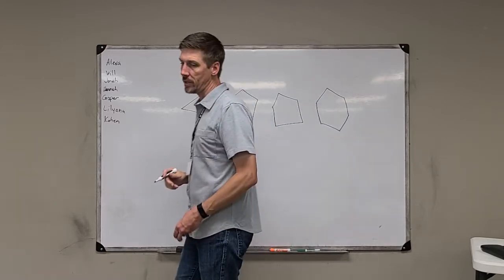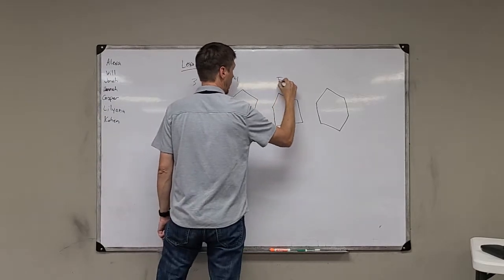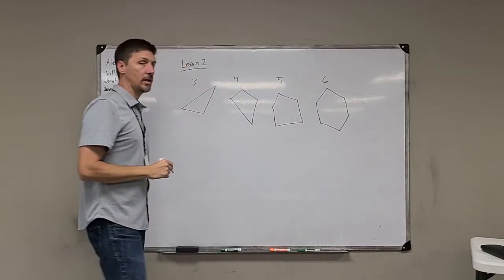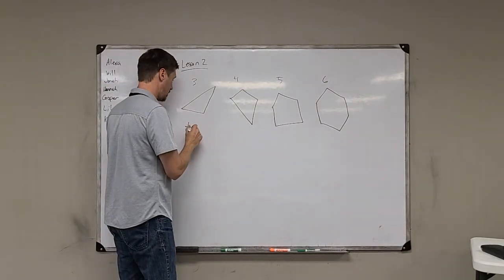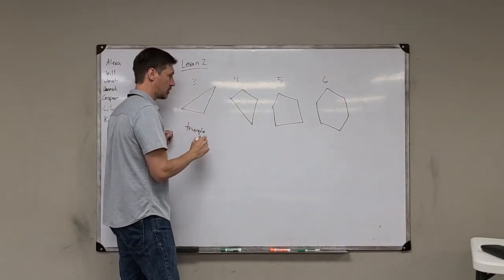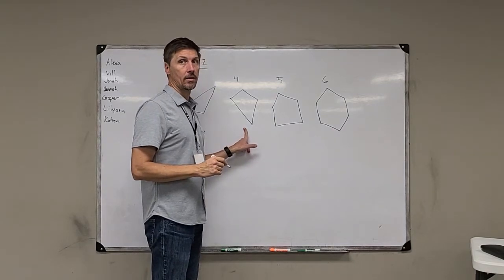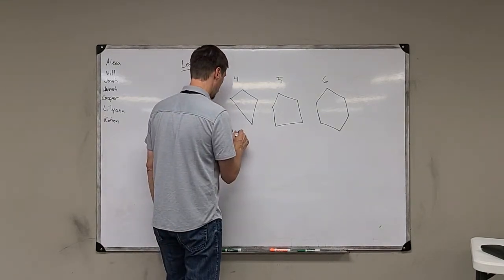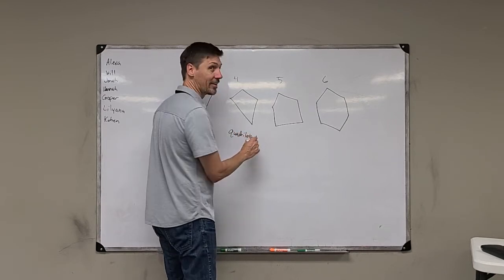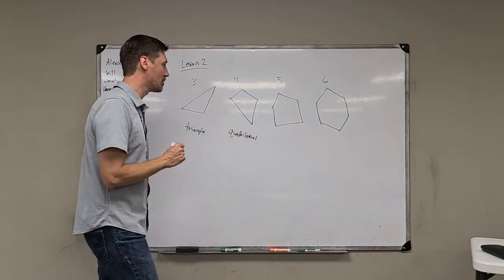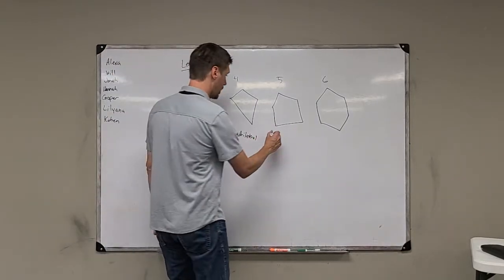So I've drawn some up here that are 3 sides, 3, 4, 5, 6. Do you guys know the names of these guys? Triangle. Triangle, that one's super easy, right? What about this one, based on the number of sides? Quadrilateral. Yeah, so quadrilateral. What about the 5-sided one? Pentagon, right?